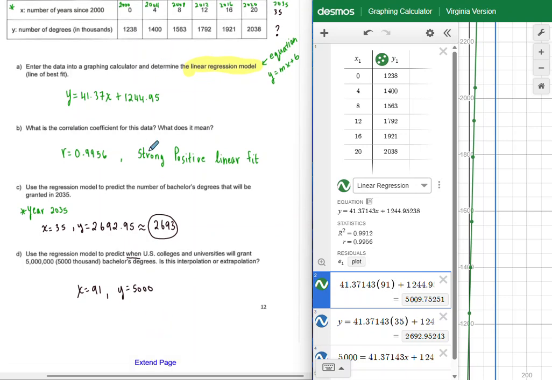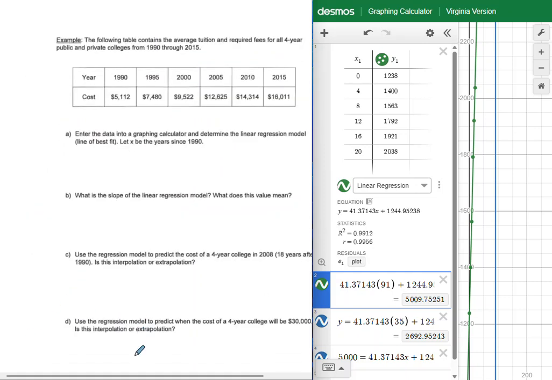Actually, hold on. 91 is not the answer. The year is actually going to be what? 2091. Okay, so that's the actual answer. All right, let me go to the next page.